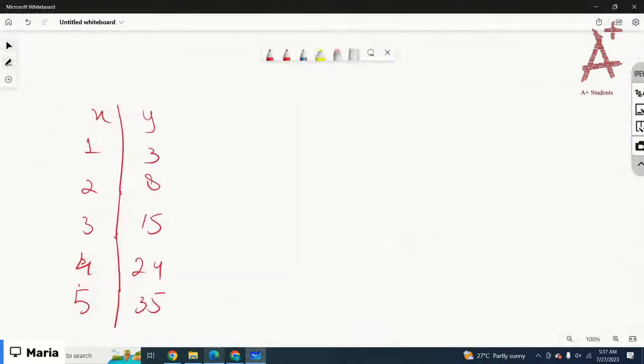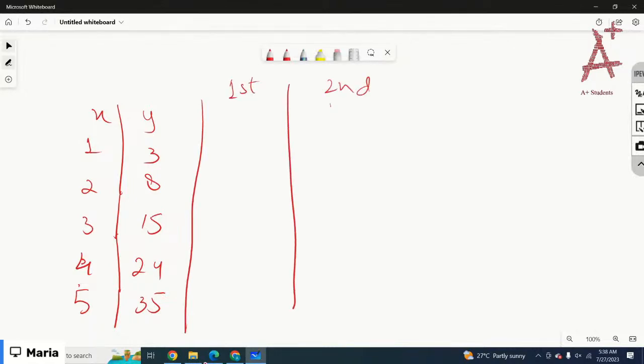For B, you have to create a difference table. Okay, let's just calculate their differences. First differences and the second differences. 8 minus 3 is 5, 15 minus 8 is 7, 24 minus 15 is 9, and 35 minus 24 is 11. Got it? Now let's calculate the second differences. 7 minus 5 is 2, 9 minus 7 is 2, 11 minus 9 is 2. You can see the second difference is constant. Got it? That means that is a quadratic relationship, right?